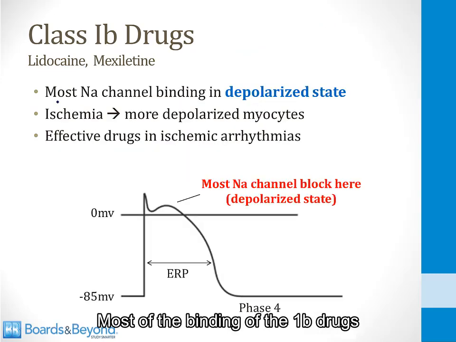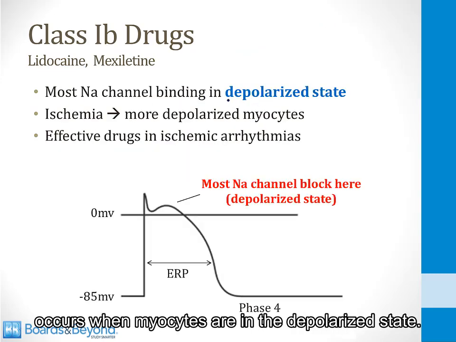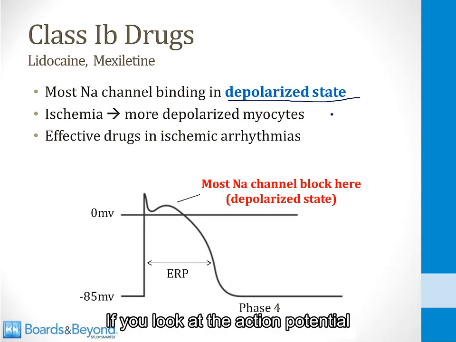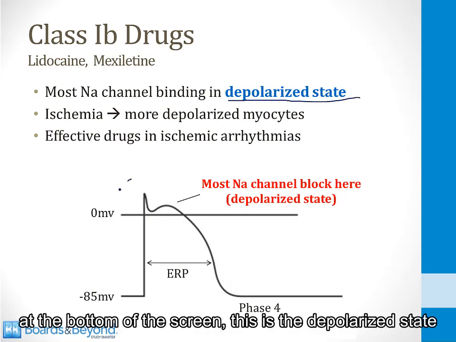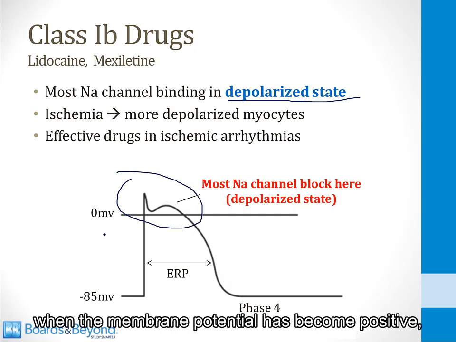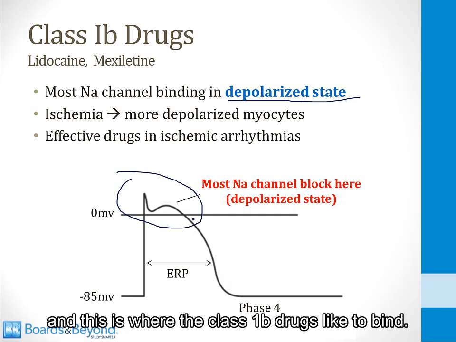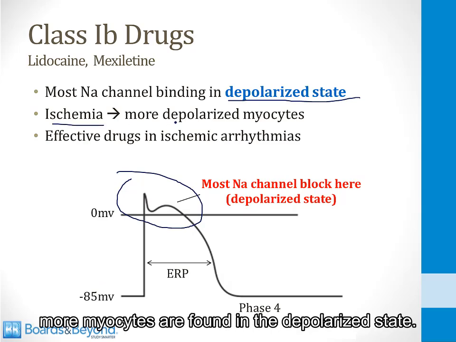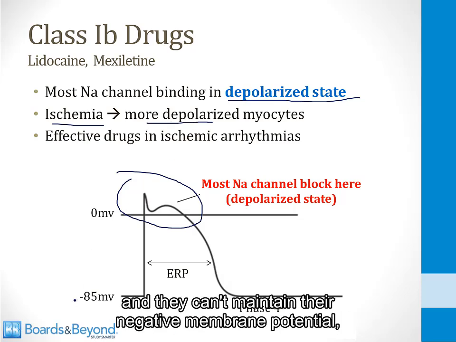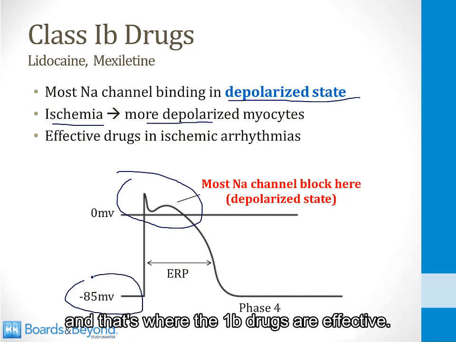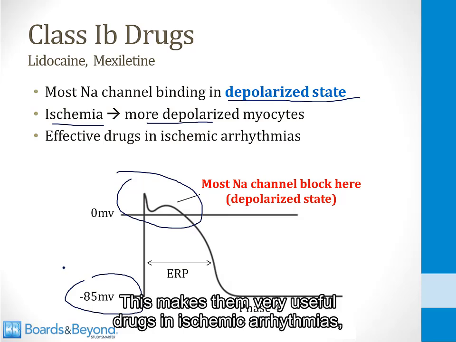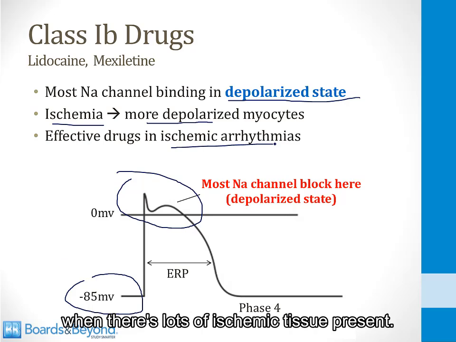Most of the binding of the 1B drugs occurs when myocytes are in the depolarized state. If you look at the action potential at the bottom of the screen, this is the depolarized state when the membrane potential has become positive, and this is where the class 1B drugs like to bind. When there is ischemia, more myocytes are found in the depolarized state. The myocytes become damaged and they can't maintain their negative membrane potential, so they become depolarized, and that's where the 1B drugs are effective. This makes them very useful drugs in ischemic arrhythmias when there's lots of ischemic tissue present.